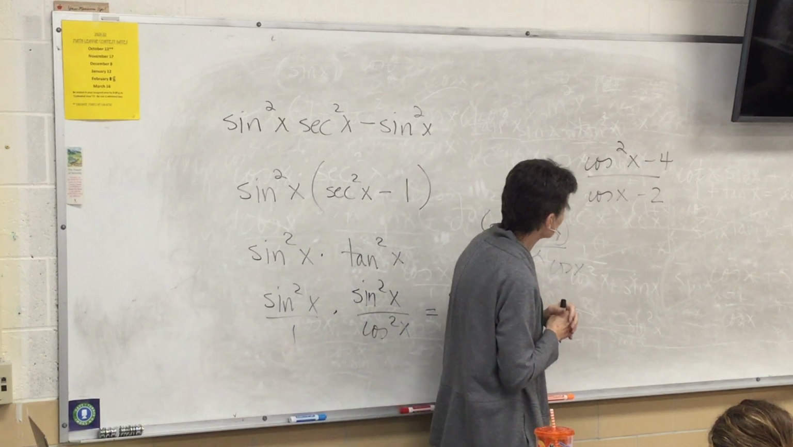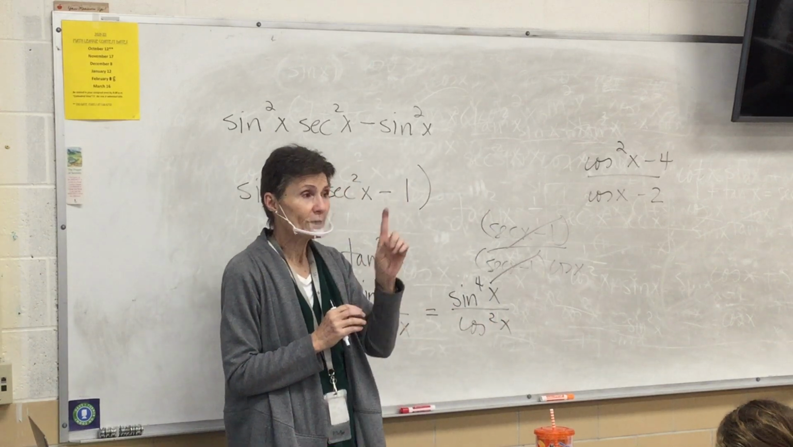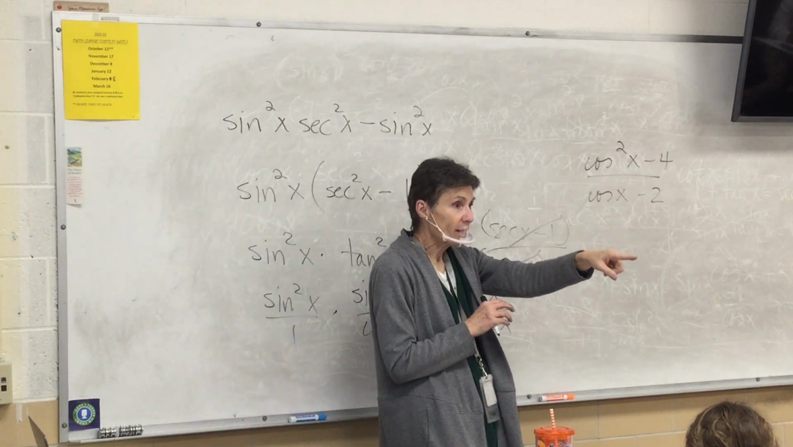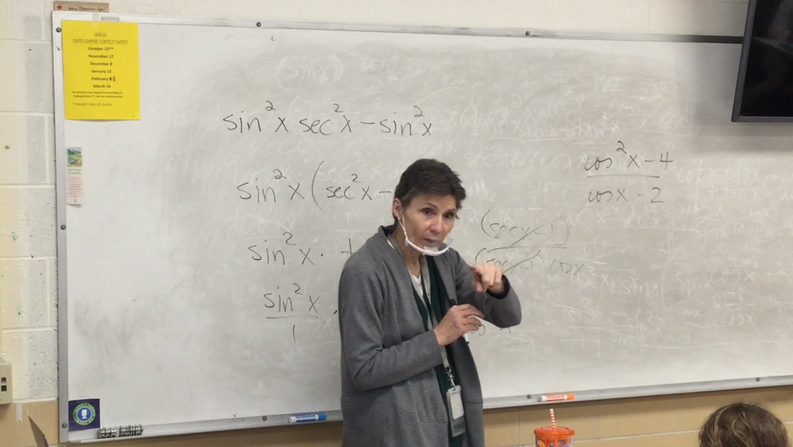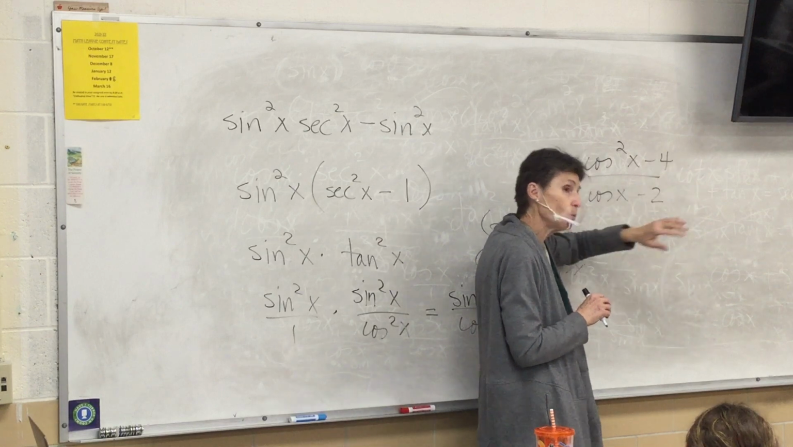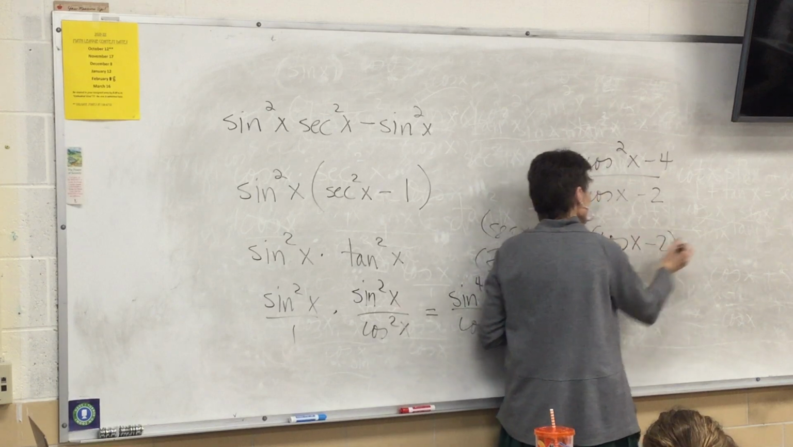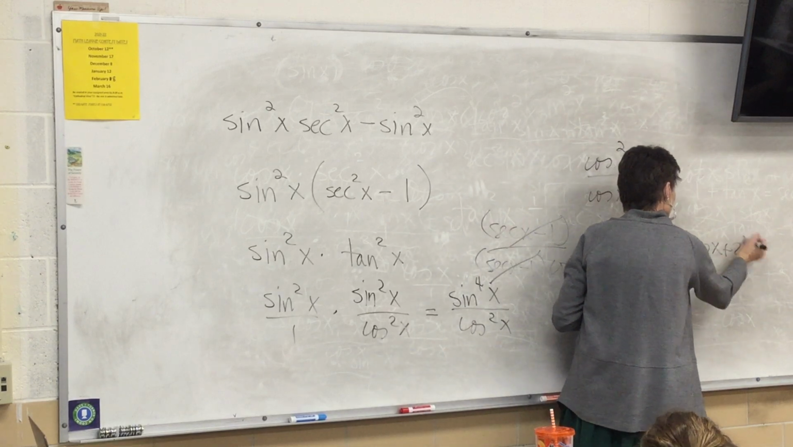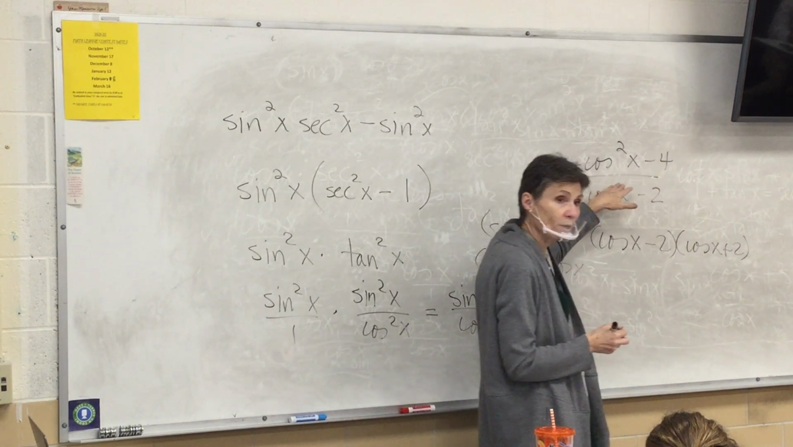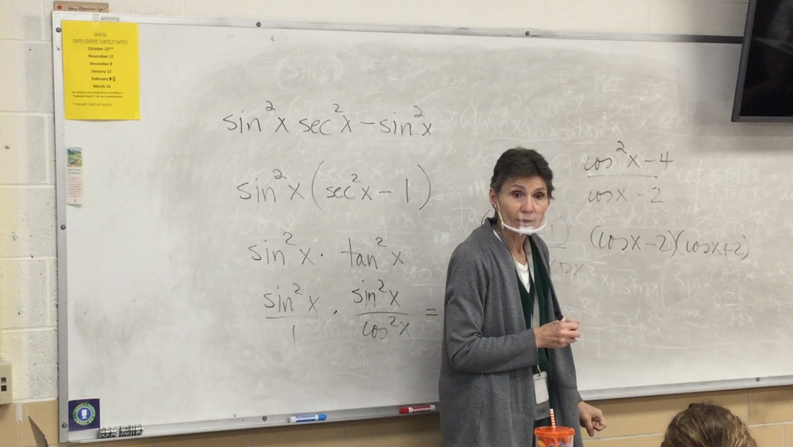So I want you to look closely at that. Do you notice anything about the numerator? We've already talked about it today. Exactly. The numerator is the difference of squares. Isn't this a square and this is a square? So how will that factor? Cosine minus 2, cosine plus 2. Take the square root minus the square root and the square root plus the square root. That's how we factor the difference of squares.